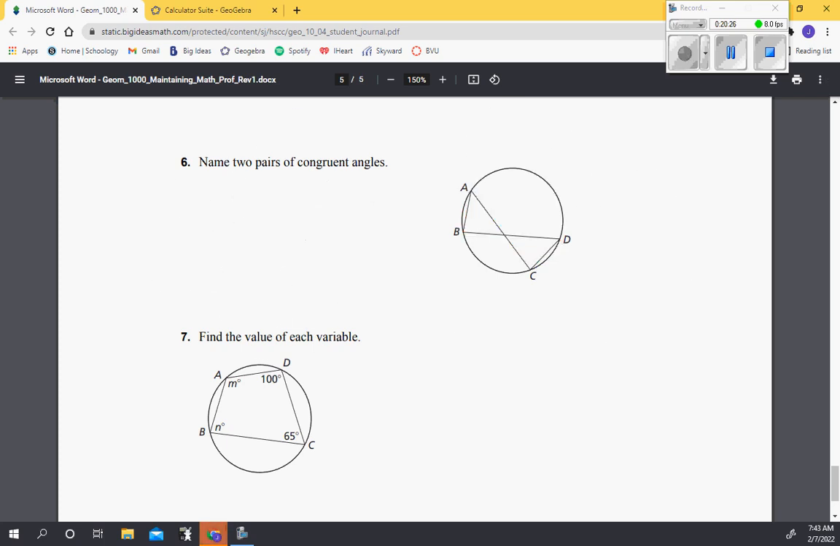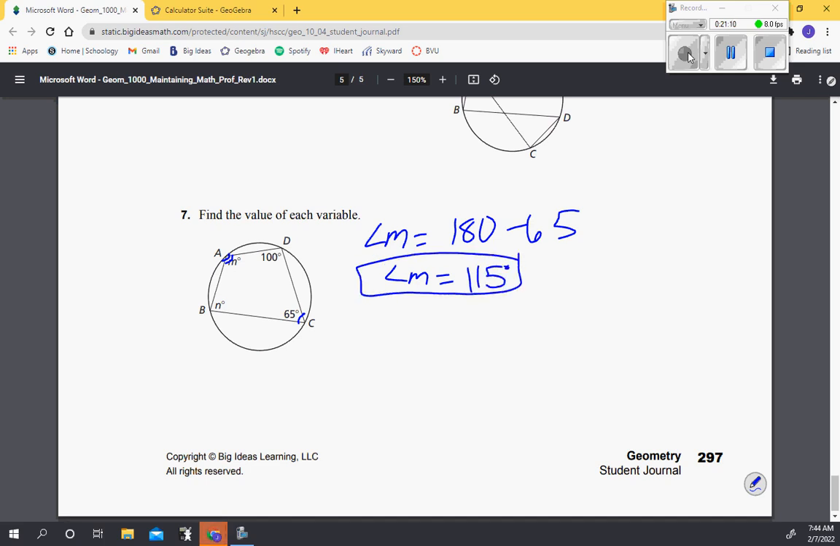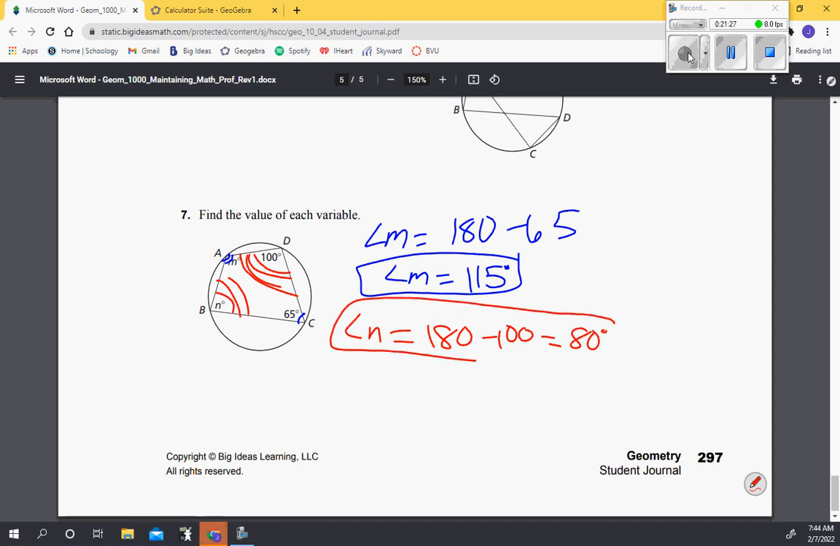Okay. And lastly, find the value of each variable. This is a quadrilateral inscribed in a circle. This is an inscribed polygon. It has to be a quadrilateral, it has 4 sides. Remember, I proved this with GeoGebra, that the opposite angles, C and A, have to be supplementary. So to find angle M, that's equal to 180 minus 65. Angle M is equal to 115 degrees. Okay, angle N has to be equal to 180 minus 100, which is equal to 80 degrees.